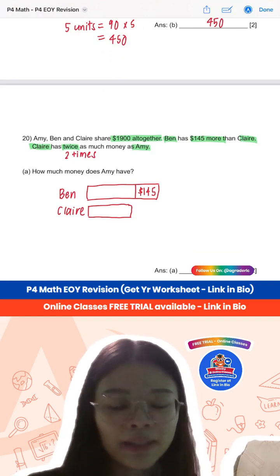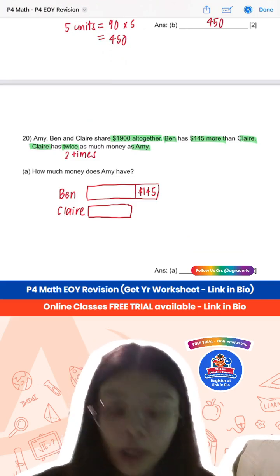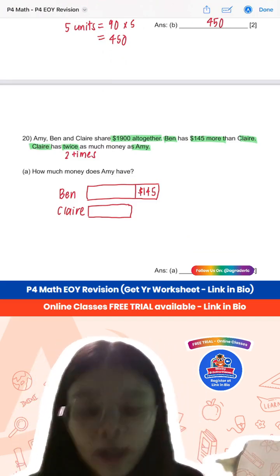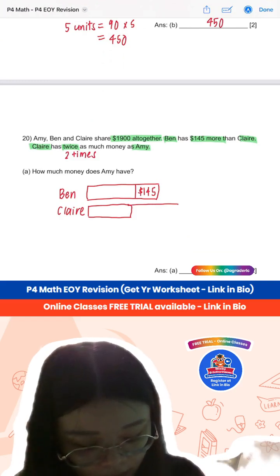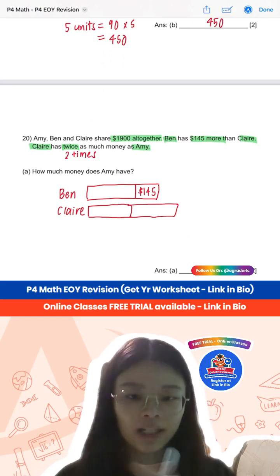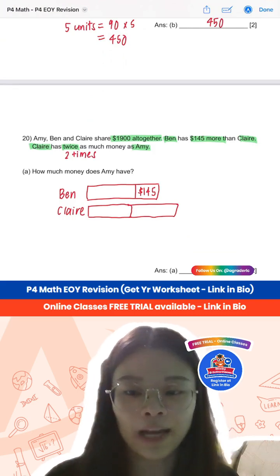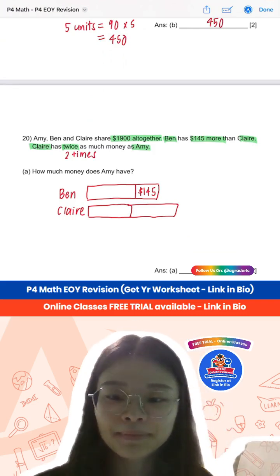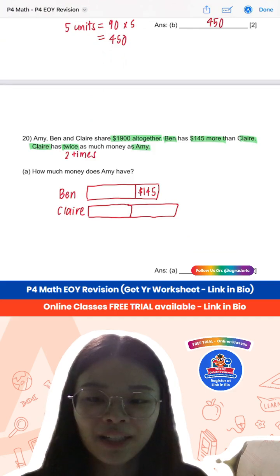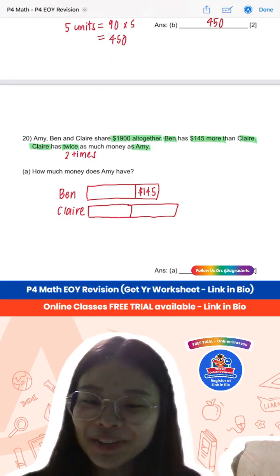The next line says Claire has twice as much money as Amy. So a common mistake, some students see Claire has twice as much, then you say, oh, twice, right? 2 times. So I draw another one. Is this correct? Can I say that because the question says Claire has twice as much, I now add another model to Claire? Ninja says no. Terry says no. Good. Oh, very good. Eden Evie, no.